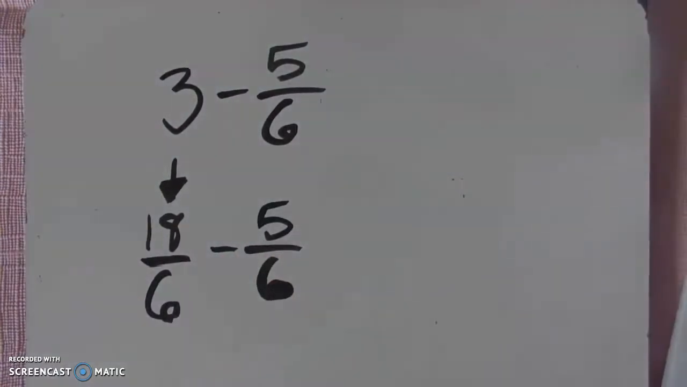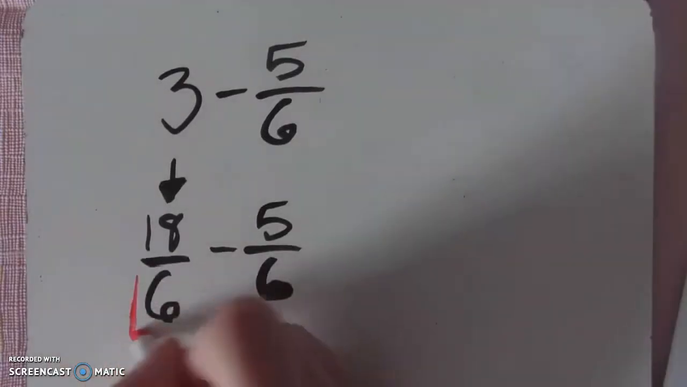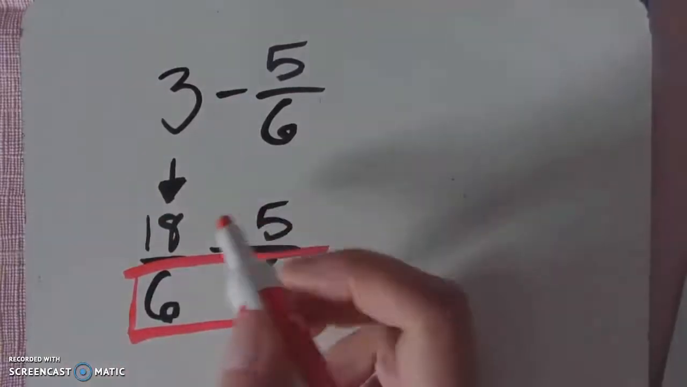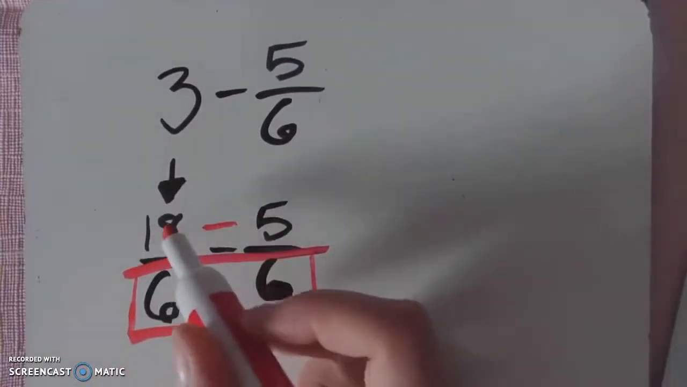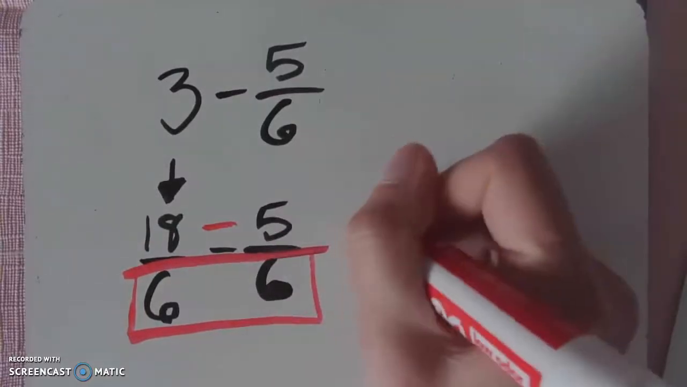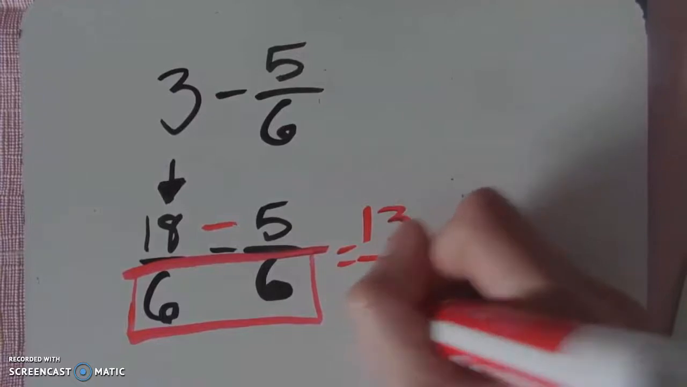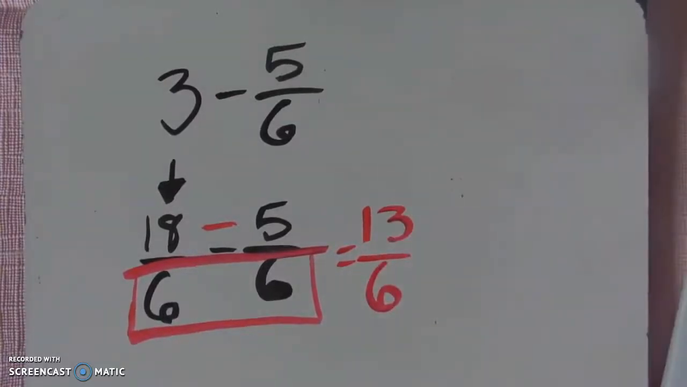Well, this is where addition and subtraction isn't so bad, because as long as we have the same denominator, we can subtract across the numerator, the top of this fraction. So I'm going to do 18 minus 5 to give me 13. And your denominator, the bottom, is going to stay the same. So I end up with 13 over 6.